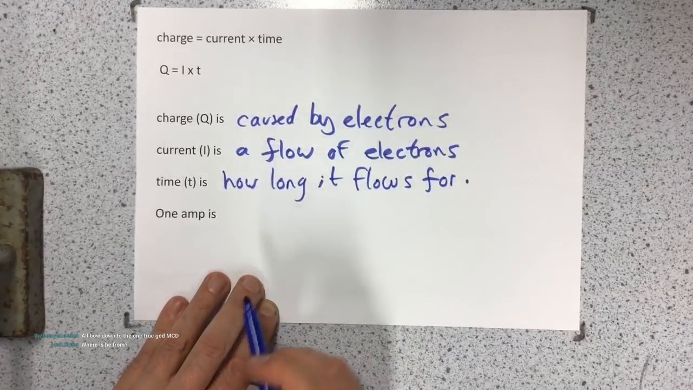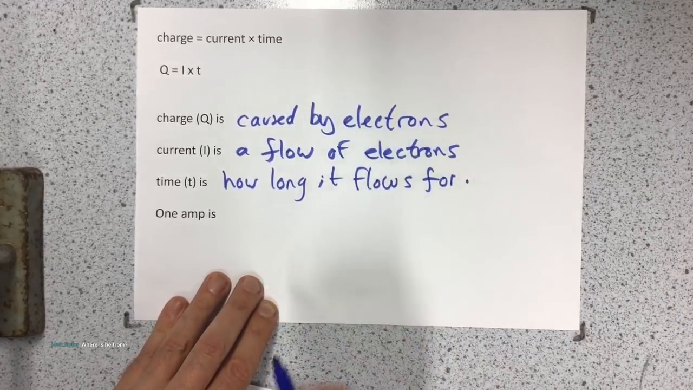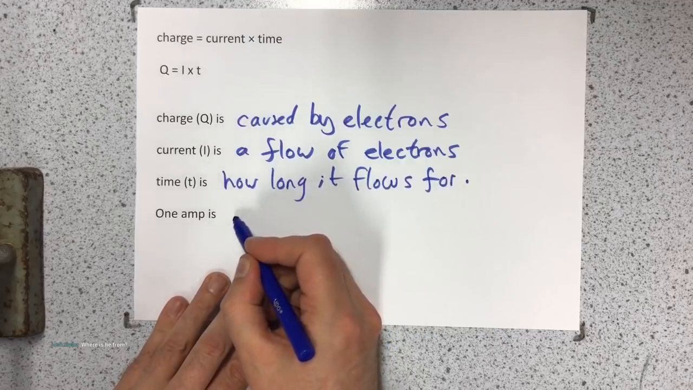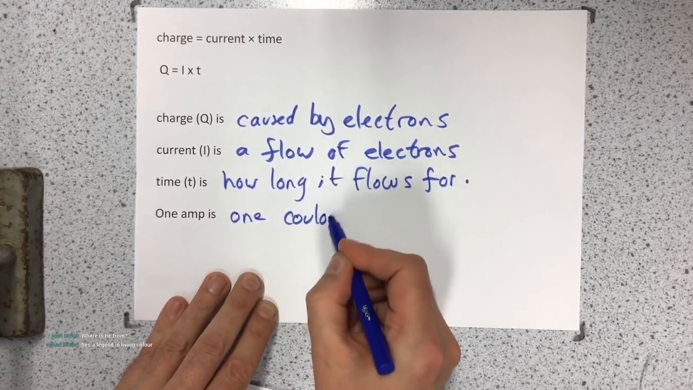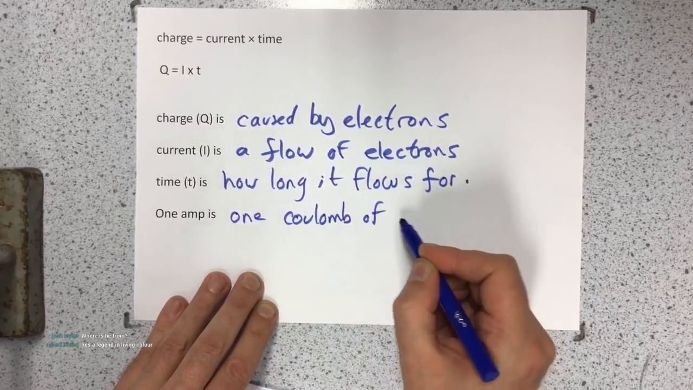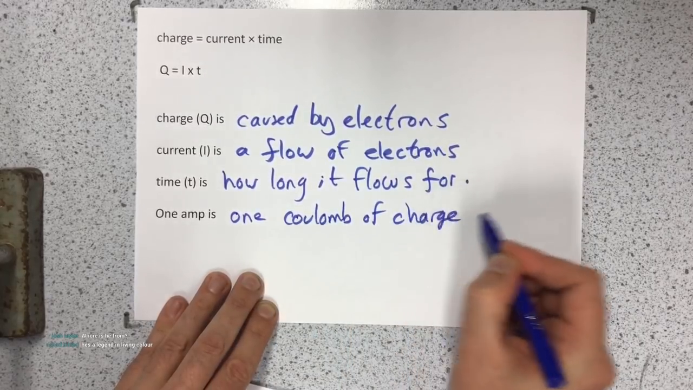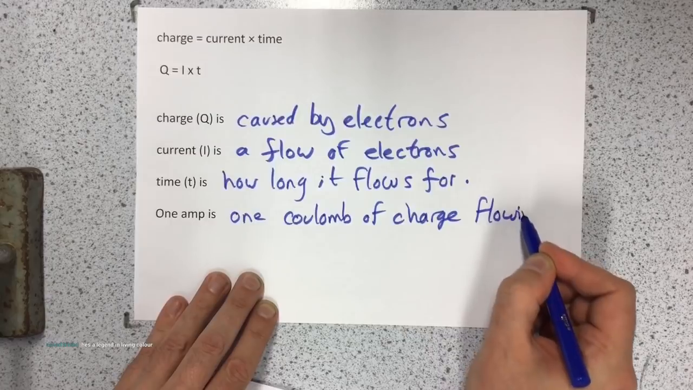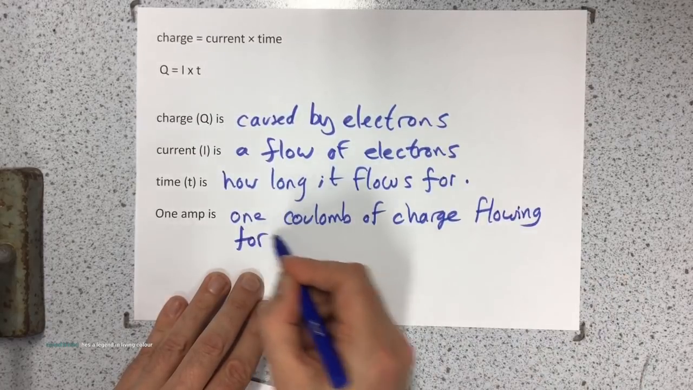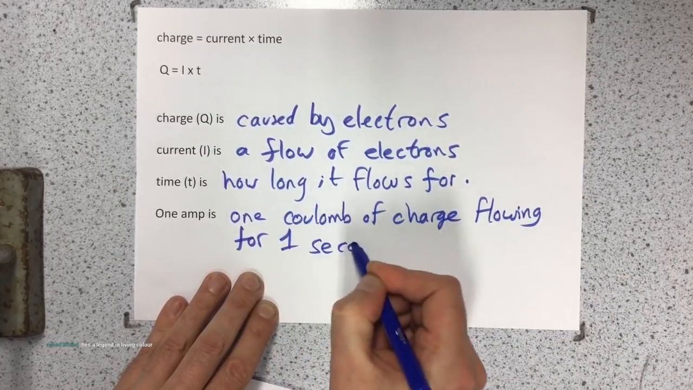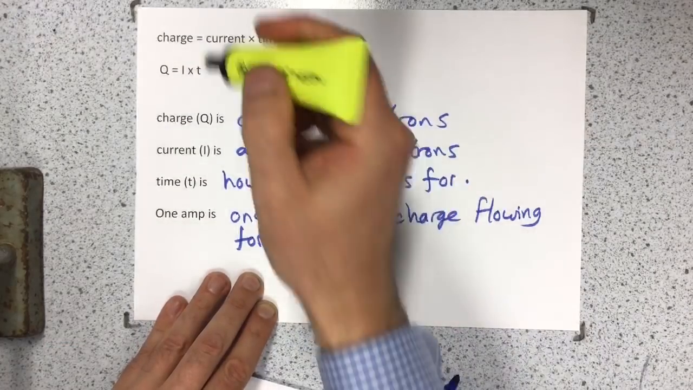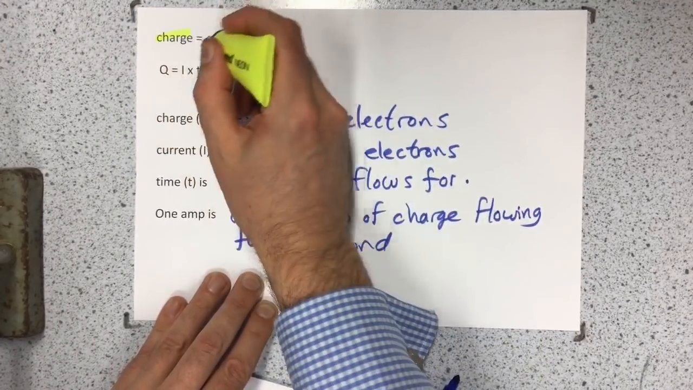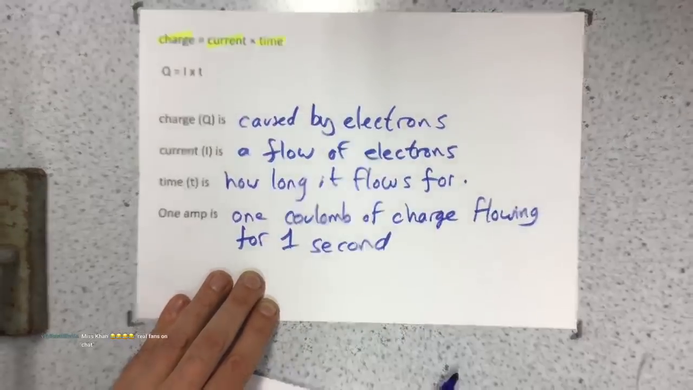Now if that is flowing, and we have the time, 1 amp is 1 coulomb of charge flowing for 1 second. So we have a relationship between the charge, the current, and the time.